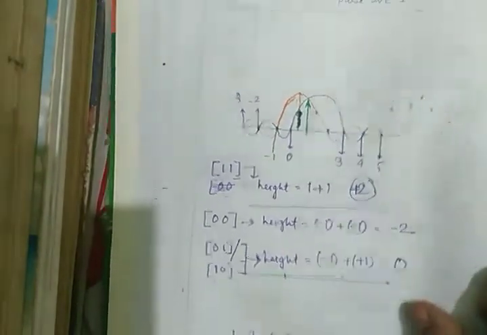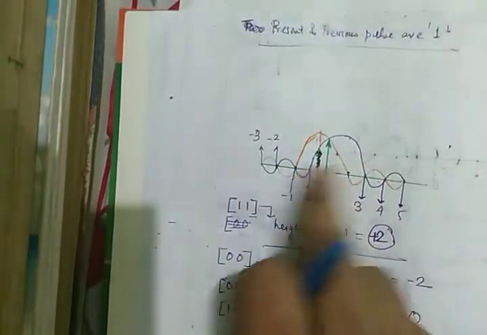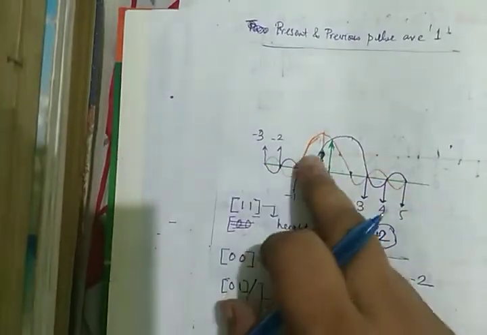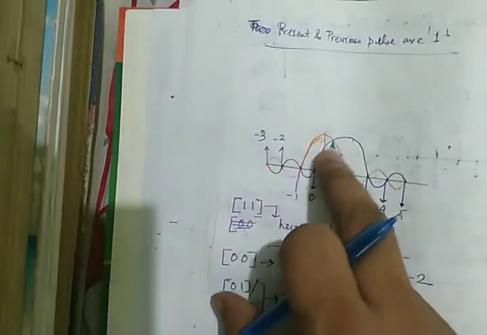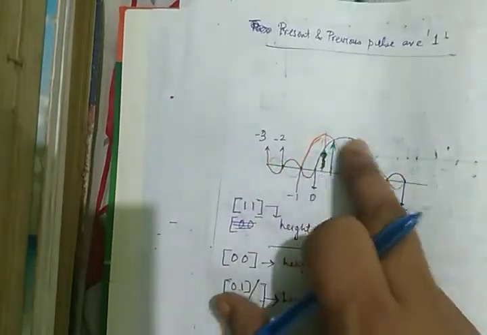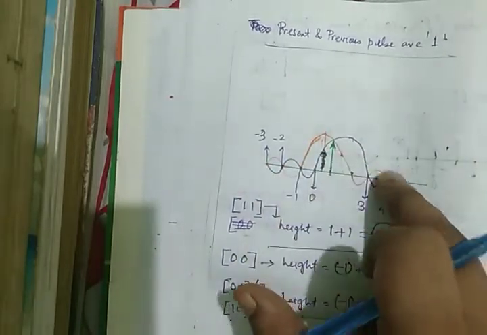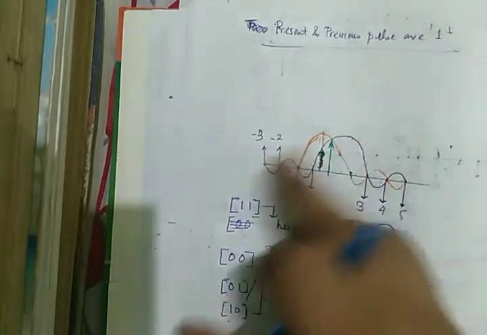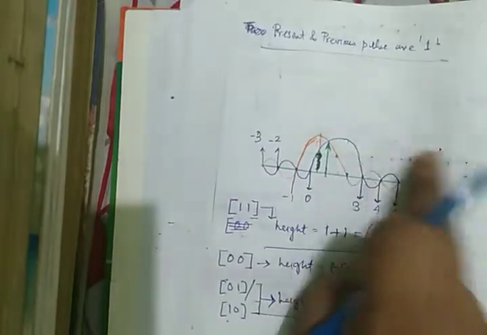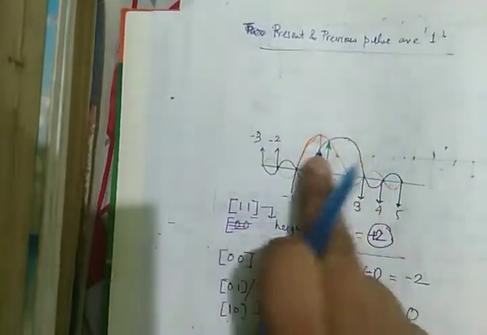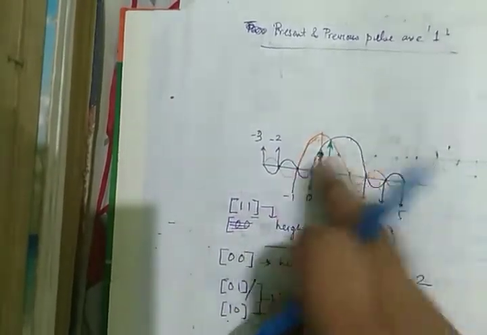Now let me look into the interference pattern of the two pulses in more detail. The blue pulse is my present pulse, and the orange pulse is the immediate previous pulse of the present pulse. Why have I drawn only two pulses? Because the other pulses over here or over here will not create any interference. That's why I have just drawn two pulses.